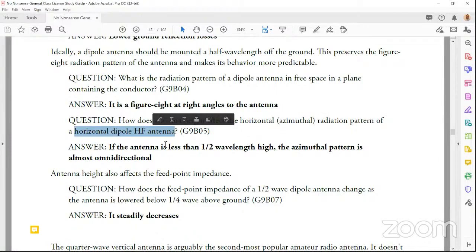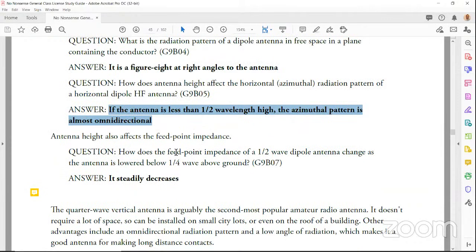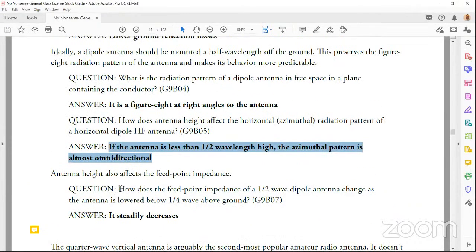And we learned that if the antenna is less than half wavelength high, meaning that the height of the antenna above the ground is less than a distance equal to half of the wavelength of the frequency, then the azimuthal pattern, that is the horizontal pattern, is almost omnidirectional, meaning that the antenna will radiate about equally in all directions. That's what omnidirectional means, and you need to know that for your exam, and that's the answer to the question.